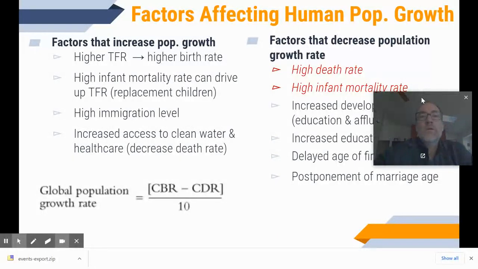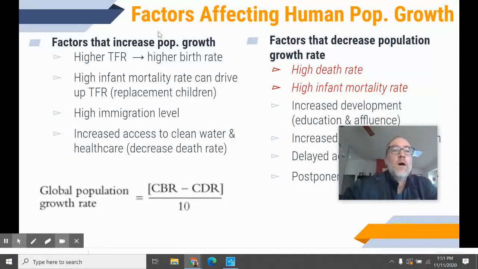Okay, factors that increase population growth rate. Higher TFR means higher growth rate. Higher infant mortality rate can also drive up the replacement fertility rate, we talked about that. Immigration: a high immigration level is going to increase population growth. Increased access to clean water and healthcare can have some impact in increasing populations, but we're going to learn that it doesn't stay that way all the time, but it does decrease death rate.